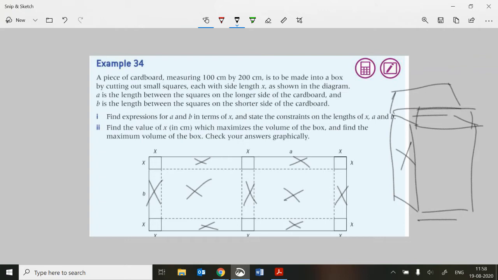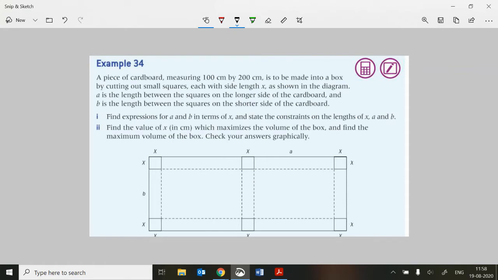Well, there's the diagram at least. So they're saying that this is how we're going to make it, so we're going to have to go with that. It says a is the length between the squares on the longer side of the cardboard, and b is the length between the sides on the shorter side of the cardboard. Fair enough. So find expressions for a and b in terms of x, and state the constraints on the lengths of x, a, and b.